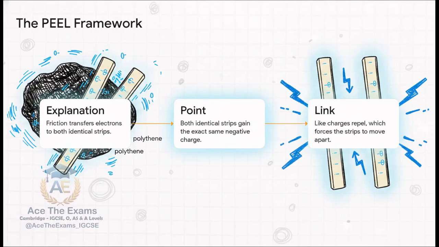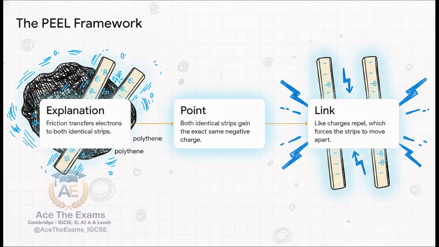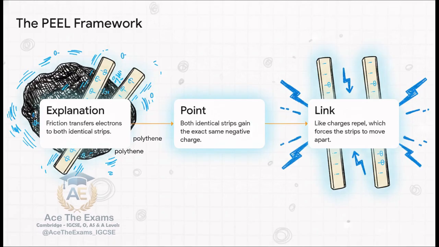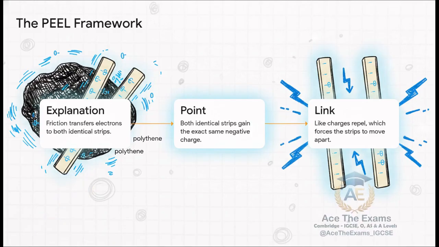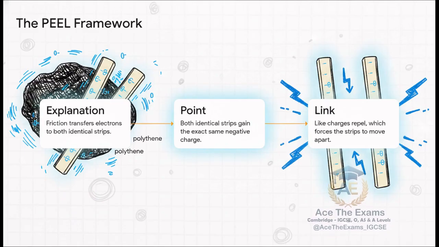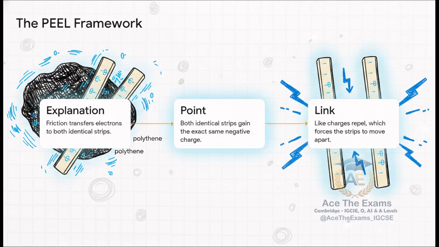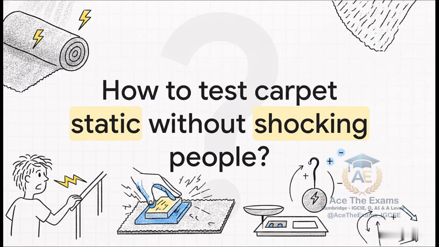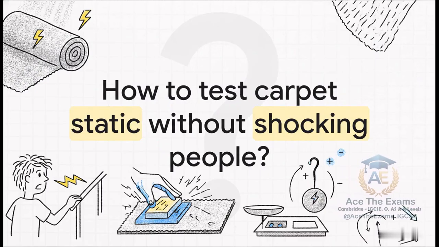Do you see the massive difference there? We didn't just state a fact. We traced the physical, microscopic journey of the electrons due to friction, resulting in a measurable physical force. That is a gold standard, bulletproof answer that an examiner will gladly and quickly award full marks. That is your blueprint. Now, let's look at how this applies to real-world engineering and ethical scientific testing.